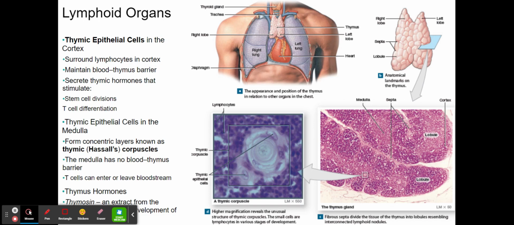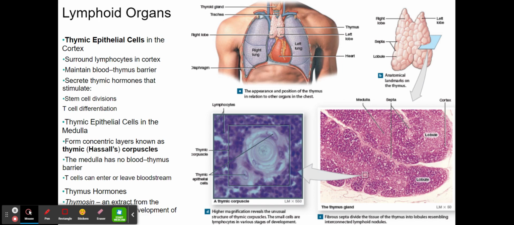Epithelial cells also encircle the blood vessels of the cortex. These cells maintain the blood-thymus barrier. Maturing T cells leave the cortex and enter the medulla of the thymus. The medulla has no blood-thymus barrier. The thymic epithelial cells in the medulla cluster together in concentric layers, forming distinctive structures known as thymic corpuscles. Despite their imposing appearance, the function of the thymic corpuscles remains relatively unknown.